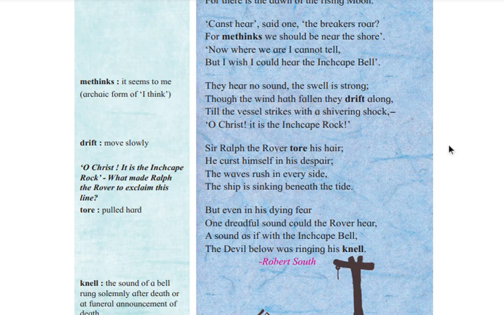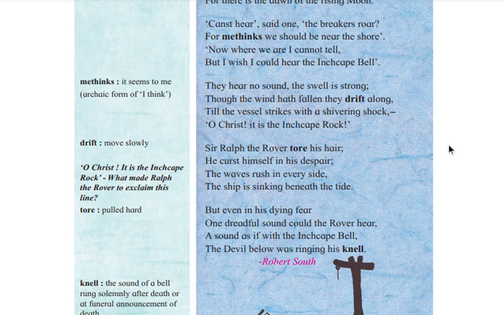Sir Ralph the Rover tore his hair. He cursed himself in his despair. So then Sir Ralph the Rover is irritated and very frustrated. The waves rush in on every side. The waves are coming in on every side. The ship was sinking beneath the tide.